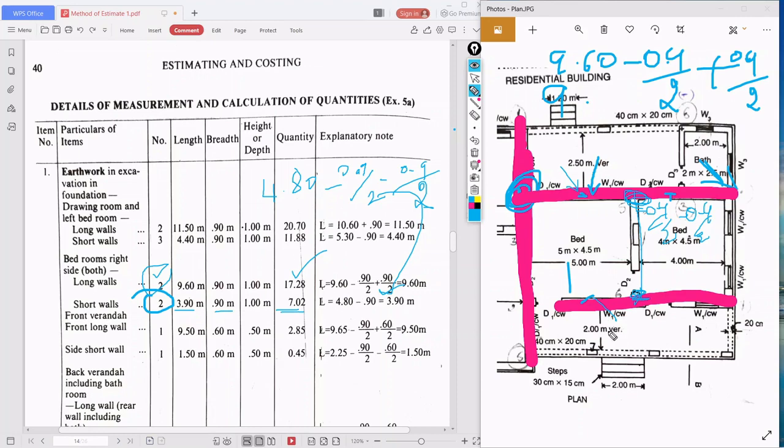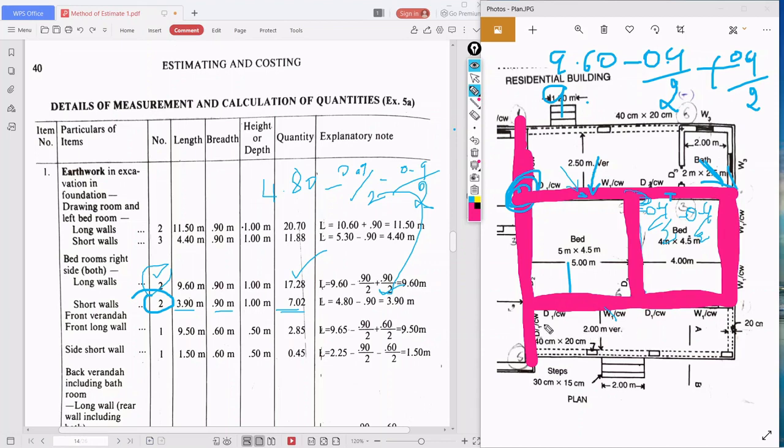Now we will see the front veranda. This all is over. This part is excavated, this part is also excavated, this part is also excavated now. Imagine in the foundation level we have excavated this part. Now we have to excavate the remaining part here. So we'll go to the front veranda.